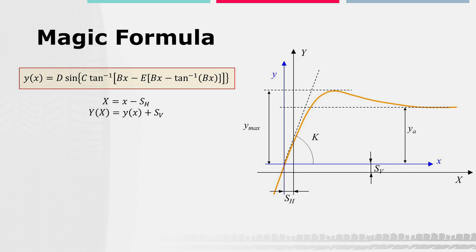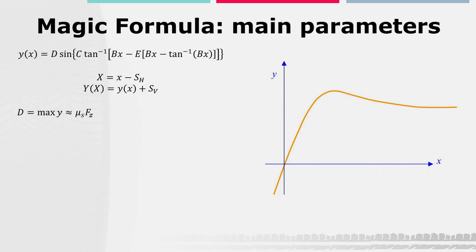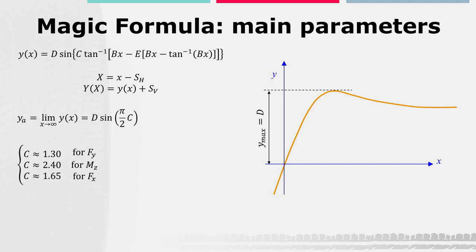Capital Y is a scaled sinusoidal function of an inverse tangent function of capital X. B, C, D, and E are factors that modify the shape of the curve. SH and SV are shift factors that shift the curve horizontally and vertically. In particular, D is the peak factor. It represents the maximum value of Y, which is roughly equal to mu FZ. C is the shape factor. It modifies the asymptotic value of the curve. It tunes the drop of the force when the slip grows.